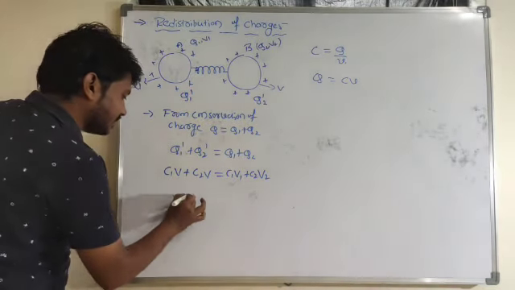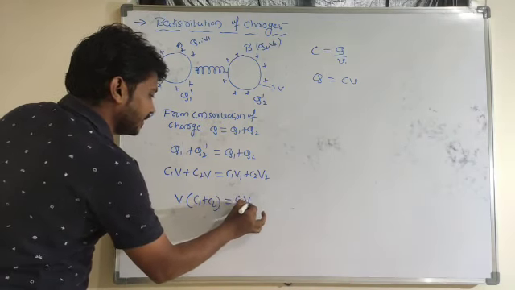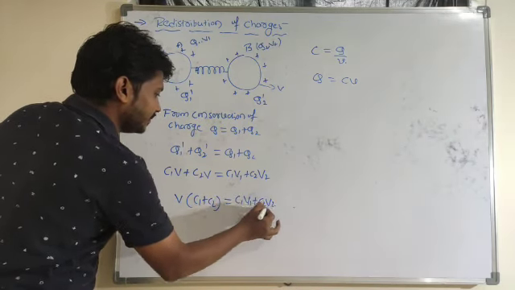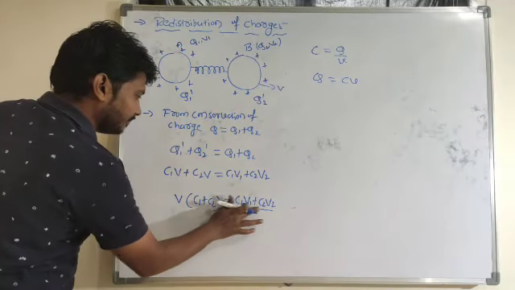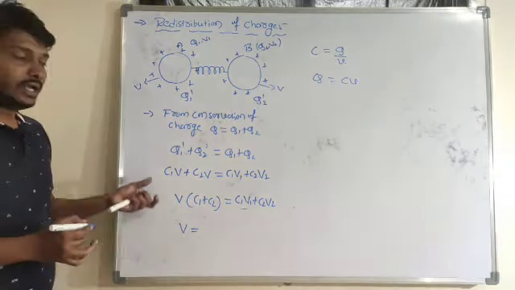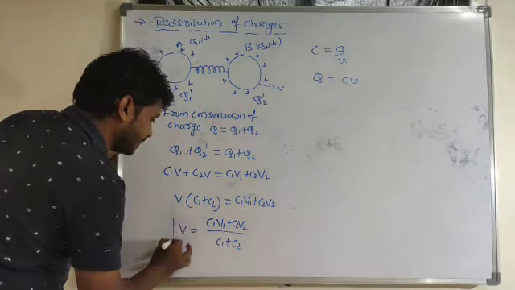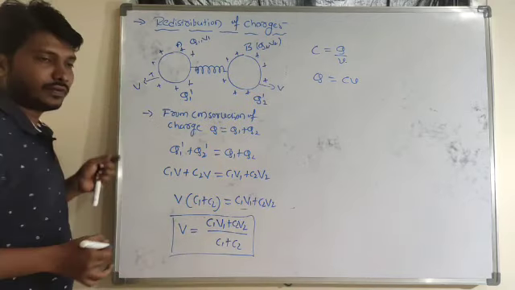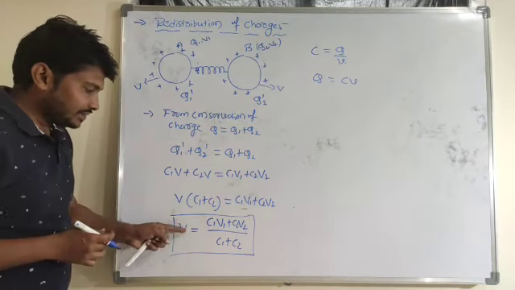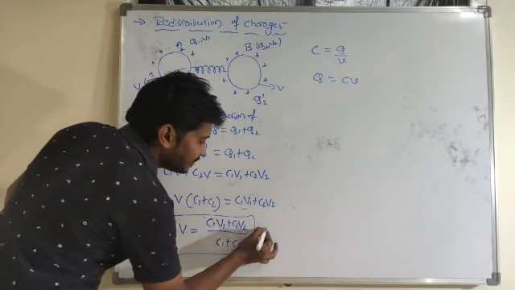Taking V as the common potential, C1 plus C2 times V is equal to C1 V1 plus C2 V2. Then V acts as the common potential, and my interest is to determine its value. So V is equal to C1 V1 plus C2 V2 divided by C1 plus C2. This is the required expression for the common potential.